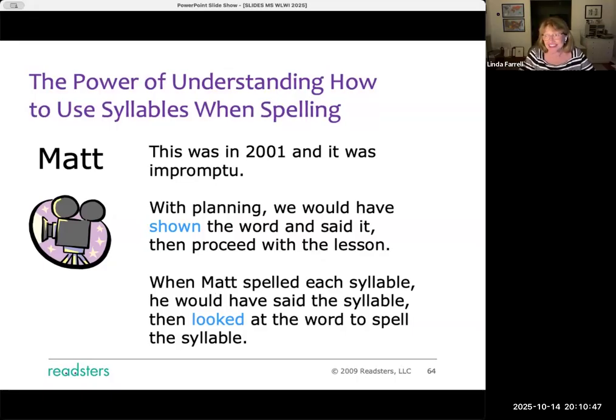Much easier to access than what typical dyslexics do, which is I'm just going to throw out some letters. That's what I'm going to do. If I can't remember the letters, I'm just going to throw them out.